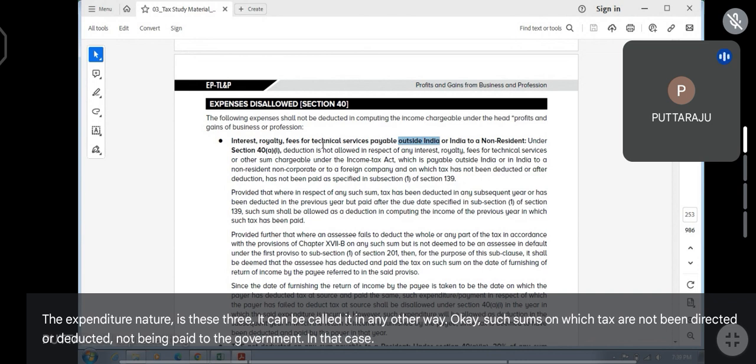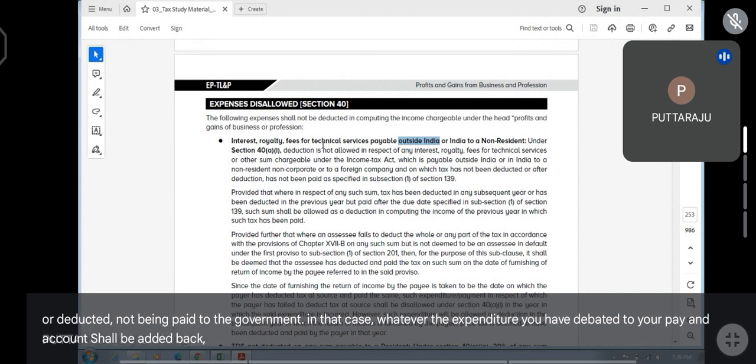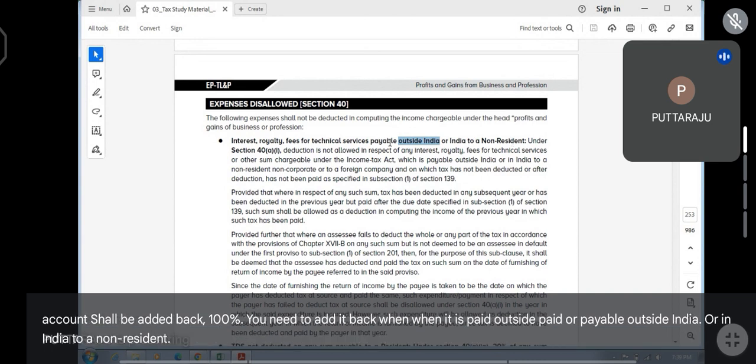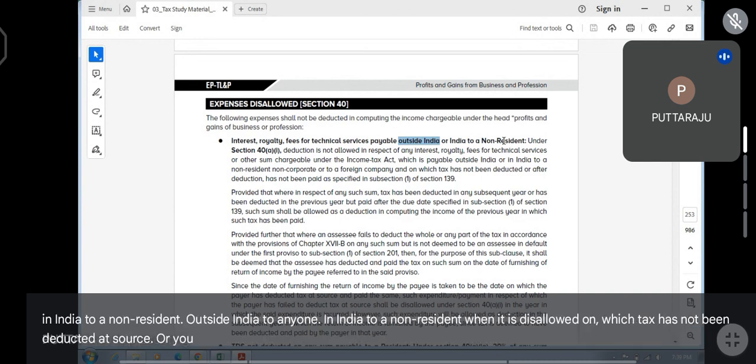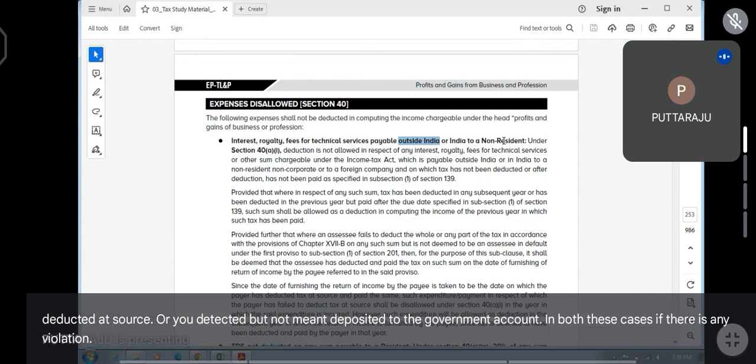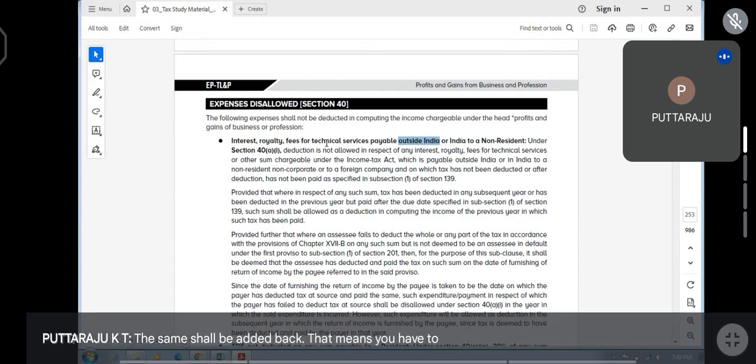In that case, whatever the expenditure you have debited to your P&L account shall be added back. 100% you need to add it back when it is paid or payable outside India, or in India to a non-resident. Outside India to anyone, in India to a non-resident. When it is disallowed, on which tax has not been deducted at source, or you deducted but not been deposited to the government account. In both these cases, if there is any violation, expenditure debited with respect to interest, royalty and fee for technical services to your P&L account, the same shall be added back. That means you have to increase your profit. That is what it conveys.